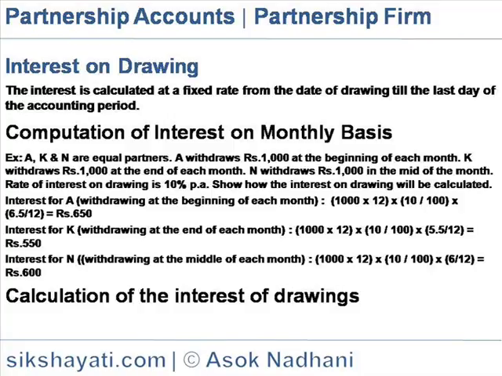N withdraws rupees 1000 in the middle of the month. So for the first month he will pay interest for 11.5 months on his withdrawal amount of rupees 1000. Second would be 10.5 months and so on. So the months based on the middle of the month is 11.5 plus 10.5 up to 0.5, because for the last month he will pay interest for only 15 days. So the total is 72 months. So the effective average period is 72 by 12, which is equal to 6 months. So the interest on drawing will be 1000 into 6 months into 10%, which is equal to rupees 600.